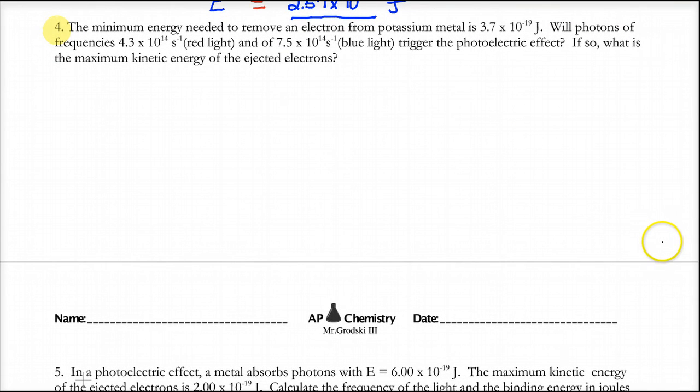The minimum energy needed to remove an electron from potassium metal is 3.7. So that's my energy. Now, for removing one electron, this is the energy per photon. Removing a single electron is always due to one photon, and that's equal to Planck's constant times the frequency. So they gave me the energy, 3.7 times 10 to the negative 19 joules. Will photons of frequencies of red light and of blue light trigger the photoelectric effect? If so, what's the maximum kinetic energy of the ejected electrons?